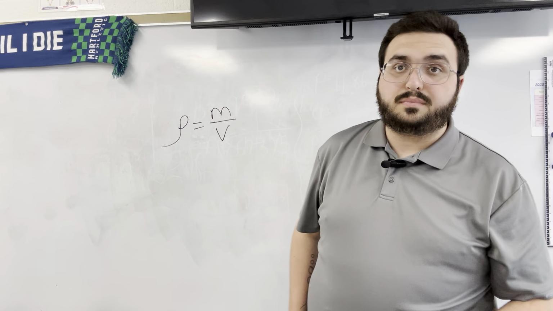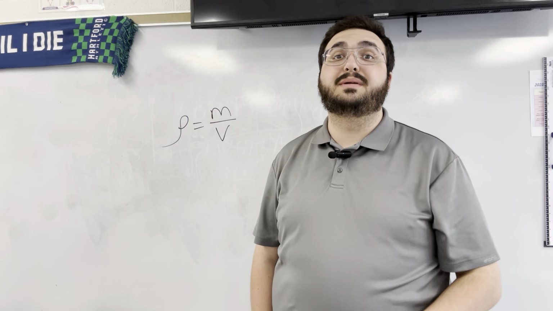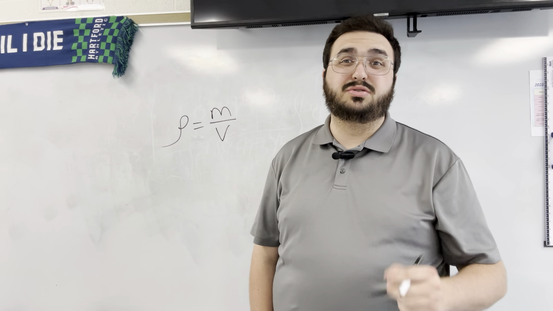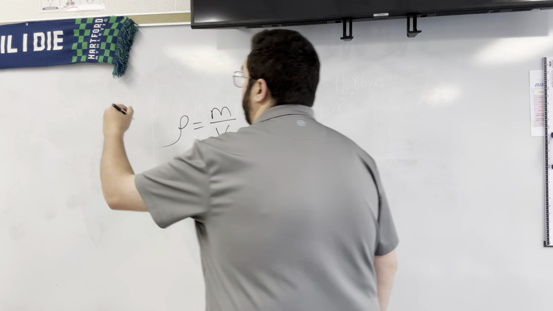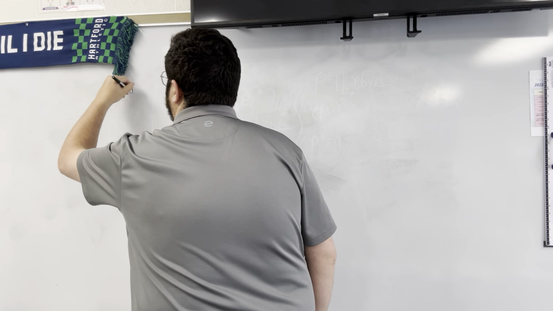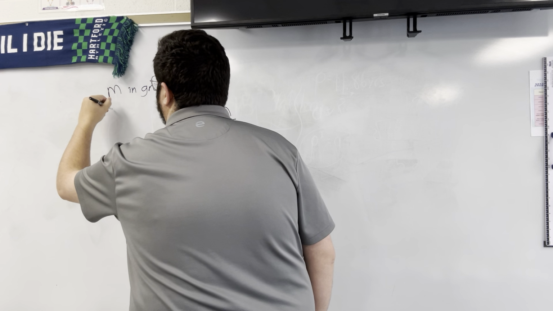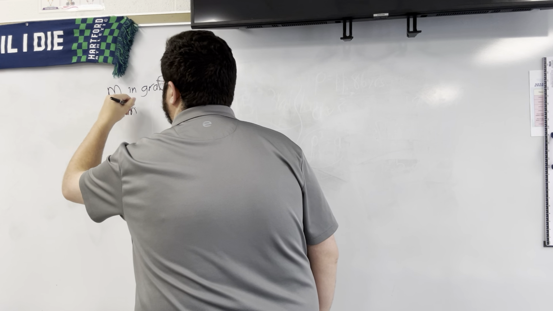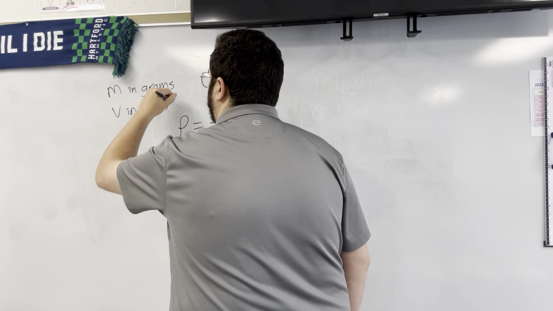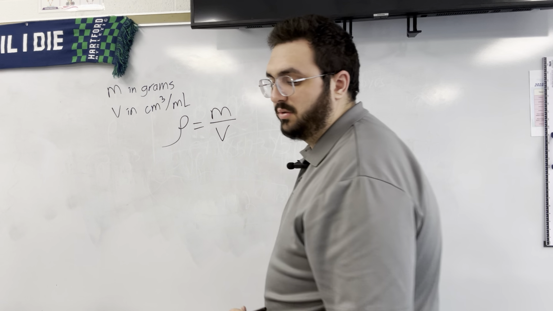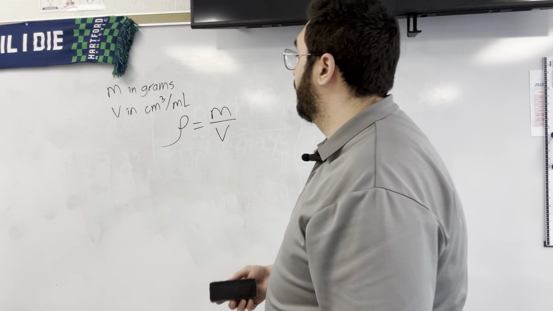Now, for our purposes, we're going to be measuring density in grams per cubic centimeter. And that's because these numbers are usually pretty easy to work with. So for mass, we want to make sure that we are always working in grams. And for volume, we should always be working in either cubic centimeters or milliliters, whichever one floats your boat, because 1 cubic centimeter and 1 milliliter are the exact same thing.